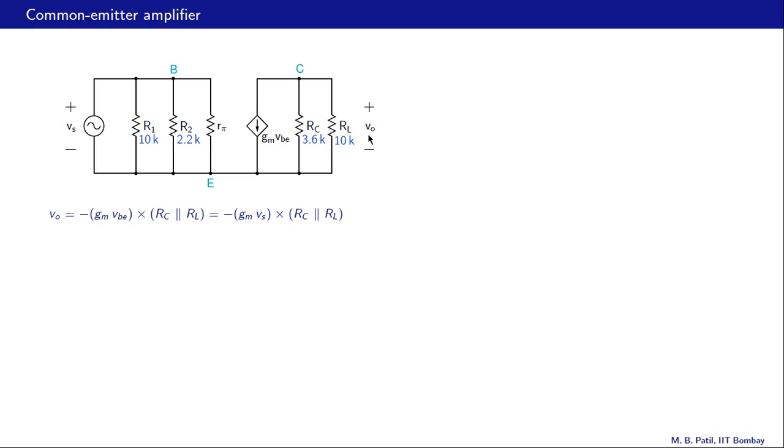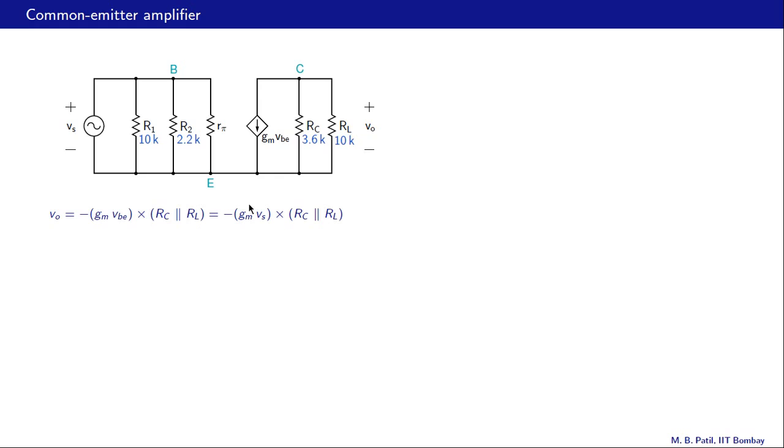What is VO equal to? It is this current going through this parallel combination of RC and RL and causing a voltage drop. So it is gm times VBE times RC parallel RL, but that voltage drop is positive in that direction and our VO is marked the other way, so therefore VO is negative of that quantity. So that is minus gm VBE times RC parallel RL.